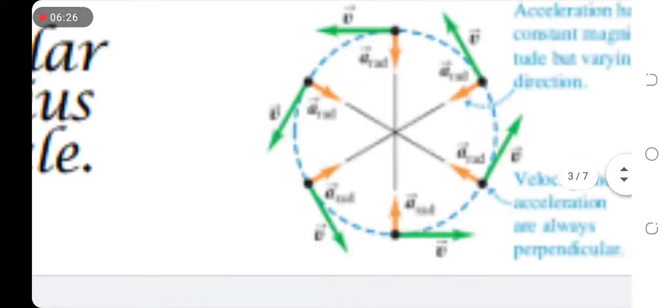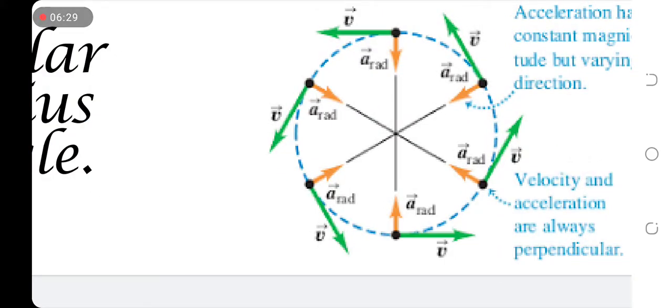In the second diagram, velocity and acceleration are projected here. The acceleration is radial acceleration. Velocity is always tangent to the circle, and the acceleration is always directed toward the center of the circle.